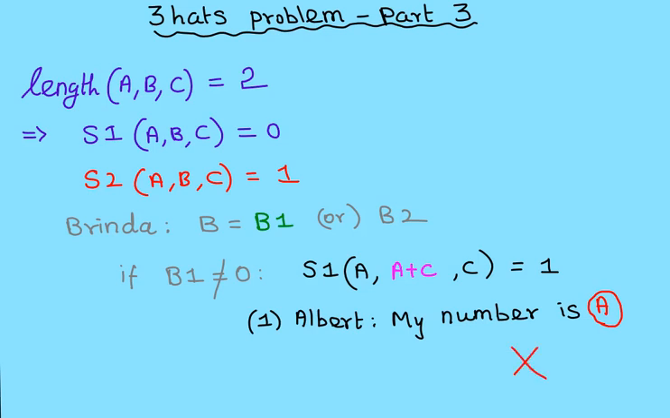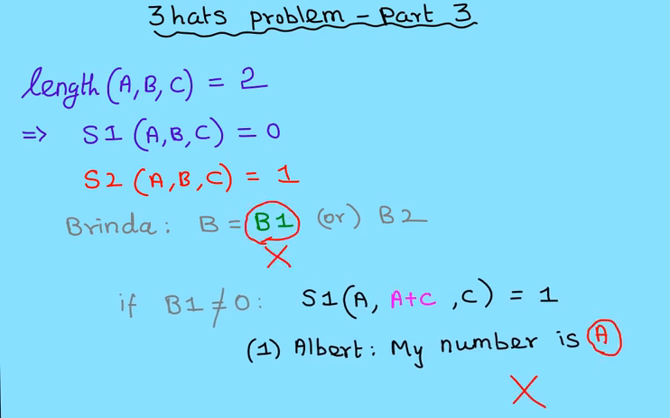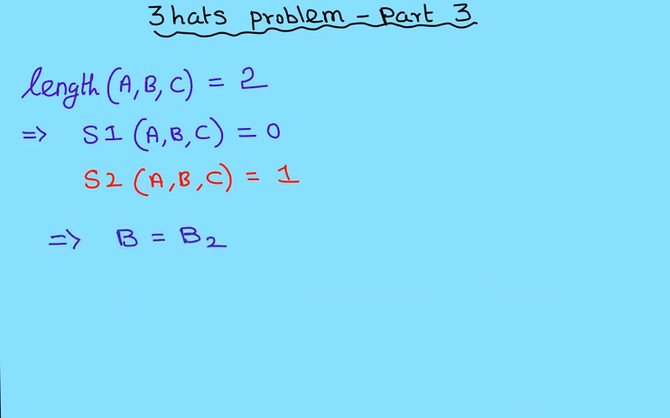So we get a contradiction. Therefore, Brinda's claimed number can't be B1. Therefore, it is B2, which is A plus C, that is, the sum of the other two. Therefore, if the conversation length is 2, then the final claimed number will always be the sum of the other two. Now, having proved the first two cases, conversation length 1 and conversation length 2, let us generalize it for any conversation length n by using induction.